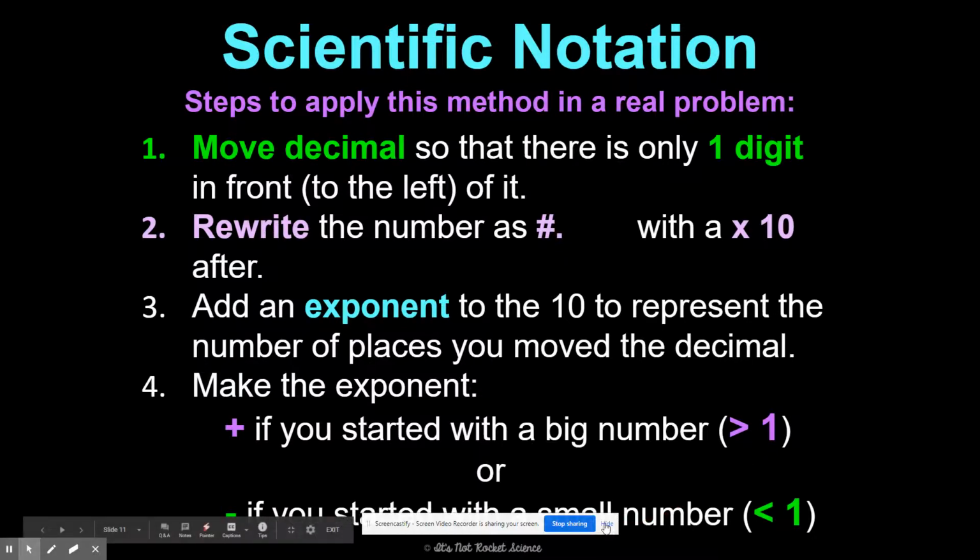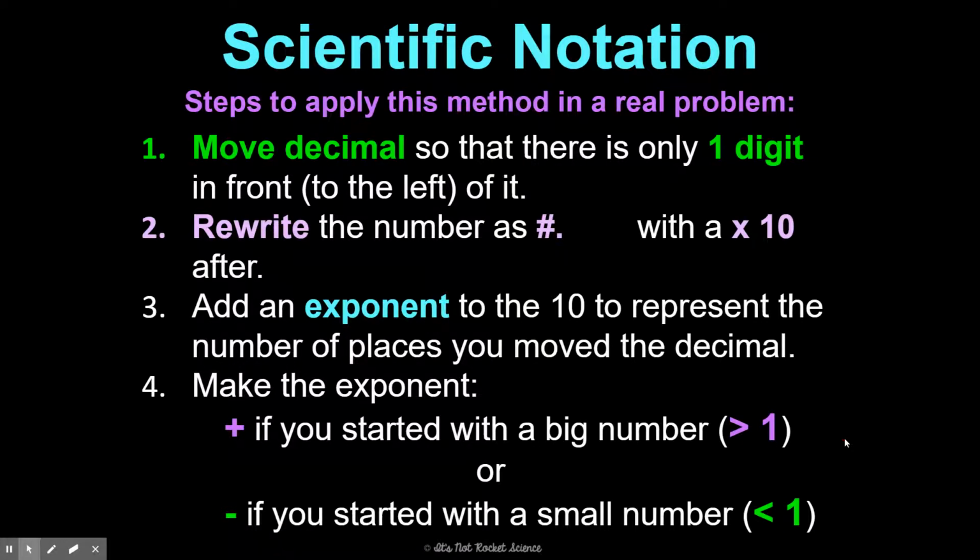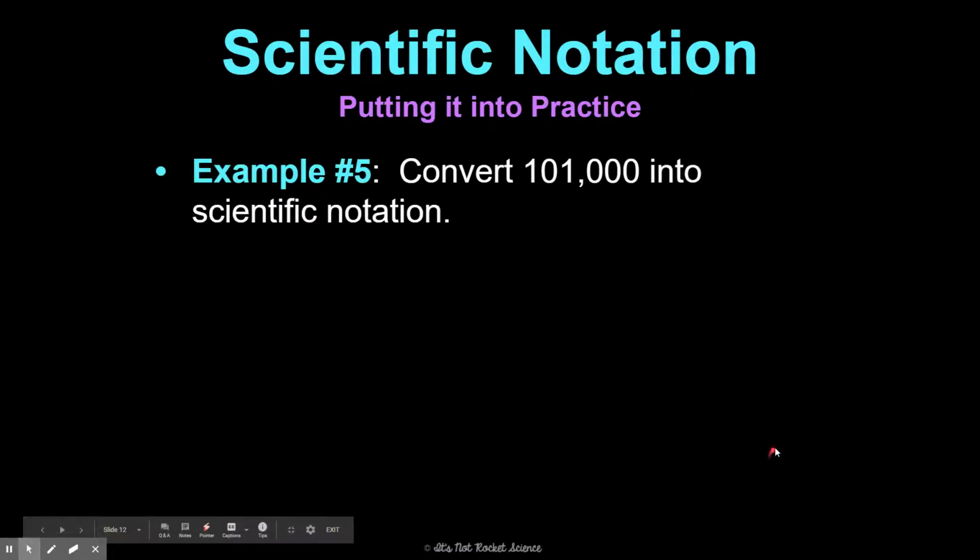But if we start with a small number, meaning that maybe it's 0.0000759, so if there's nothing already in front of the decimal point, then our exponent is going to be a negative number. So we're going to go through a couple practices.